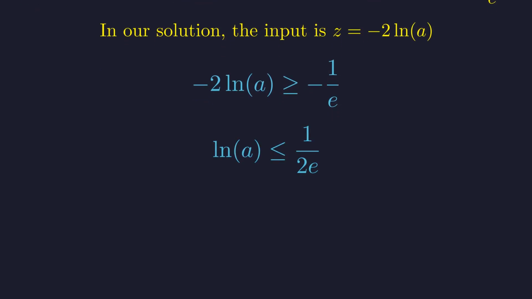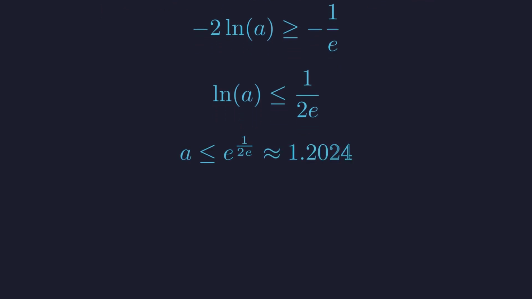Solving for ln a requires dividing by negative 2, which flips the inequality sign. Exponentiating both sides reveals the critical threshold for a. This is the master condition that governs the number of solutions. Our algebra predicts that the number of solutions changes based on a.